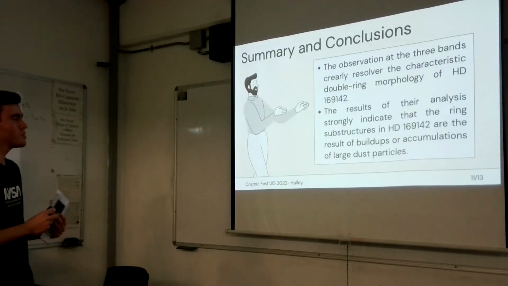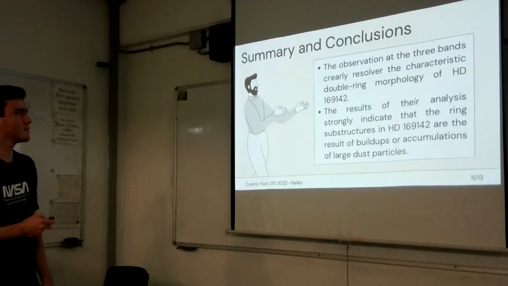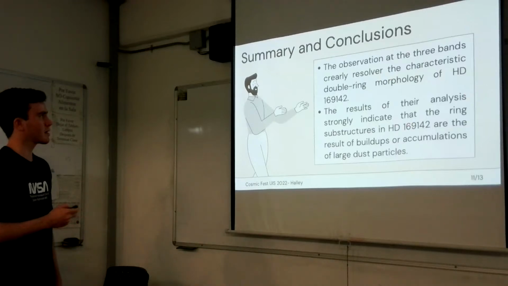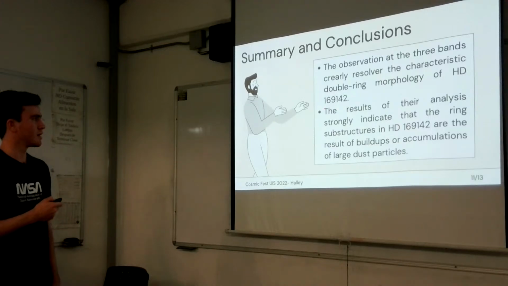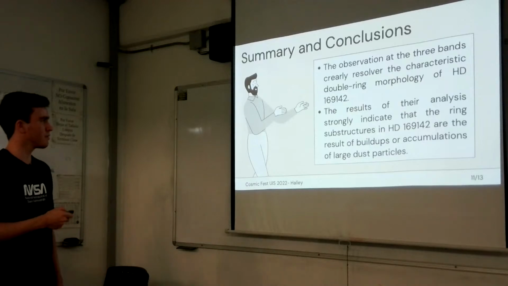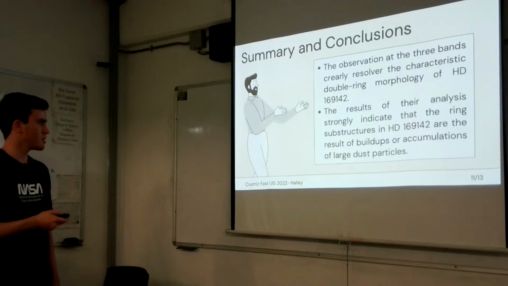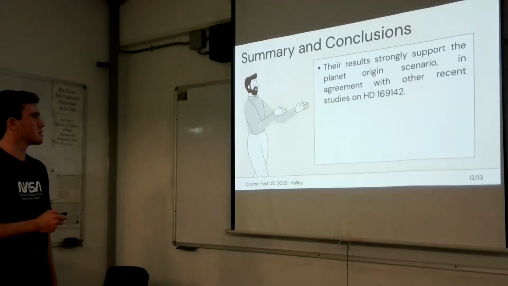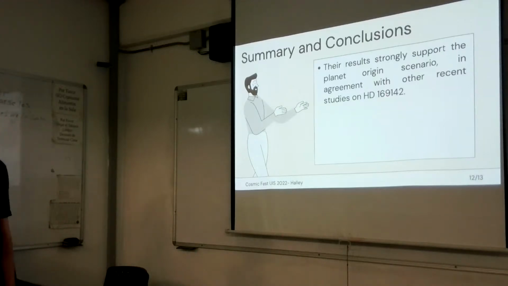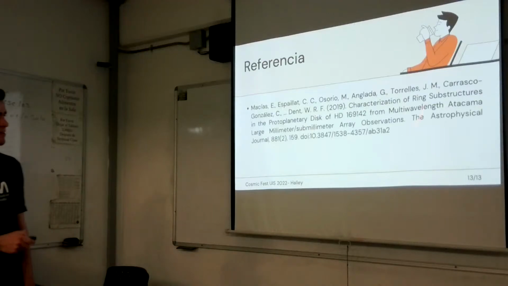The conclusions are that the observations at the three bands clearly resolve the characteristic double ring morphology of HD 169142, and the results of the analysis strongly indicate that the ring substructures in HD 169142 are the result of buildup or accumulation of large dust particles, and their results strongly support the planet origin scenario, in agreement with other recent studies on HD 169142. And that's it, this is the reference.